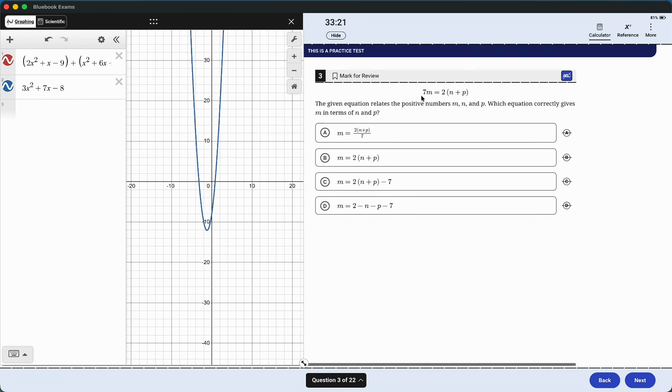Next one. These are very popular. Every test has these. They're going to vary in difficulty. This is a pretty simple one. They give you an equation, and you need to just isolate a variable, right? So here you can see all the answer choices are isolated for M. If I want to get M by itself, I'm going to get rid of the 7, so I'm just going to divide both sides by 7. That's going to be A.